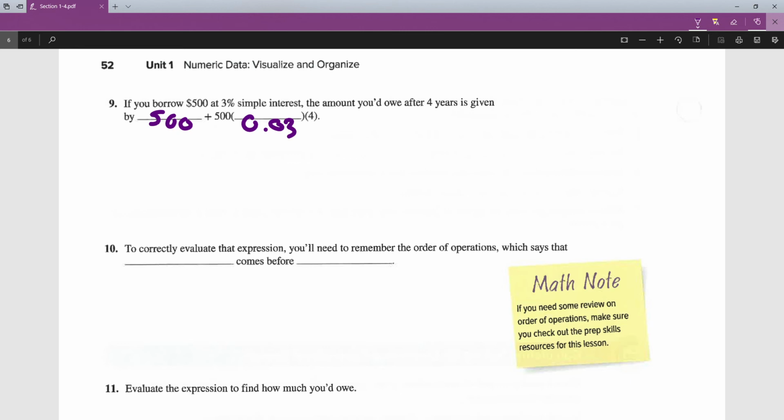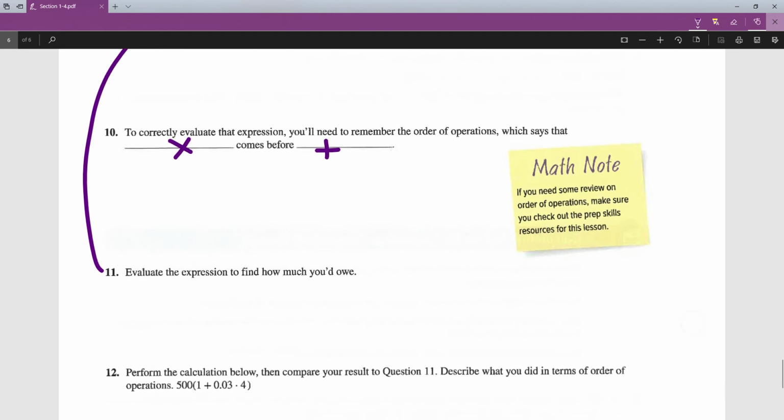Number 10 says to correctly evaluate the expression, you'll need to remember the order of operations, which says that multiplication comes before addition. Go ahead now and evaluate the expression from number 9 to determine how much you would actually owe. Throw it into your calculator, figure out how much you owe. You should find that you owe $560.